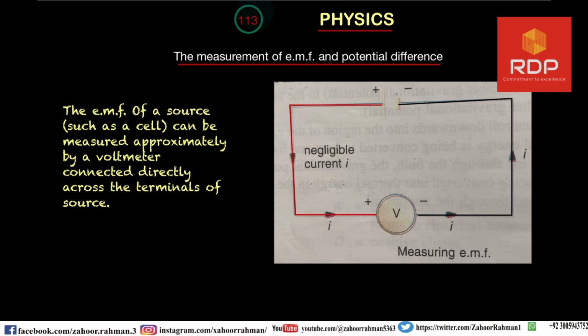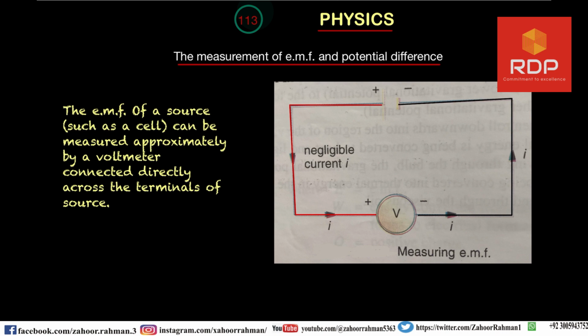This is lecture number 113 of physics, and in today's lecture we are going to learn the technique of measurement of EMF and potential difference. In the previous lecture, we learned in greater detail and differentiated between the two terminologies, EMF and potential difference. Now it is the turn of measurement of EMF and potential difference.